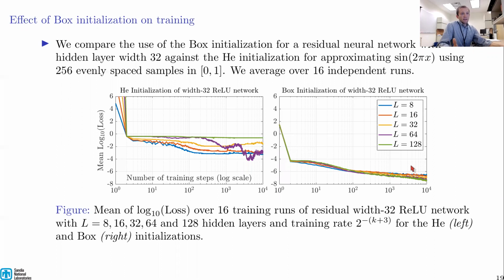Whereas with the box initialization, you get some consistent improvement as you make your neural network deeper. Not a huge improvement, but actually an improvement, which is good.